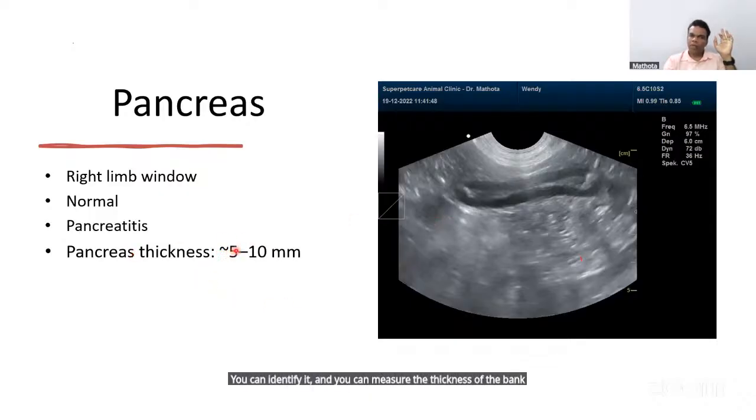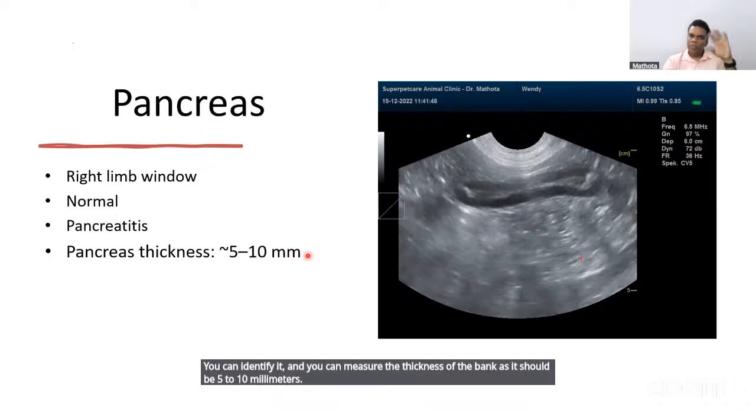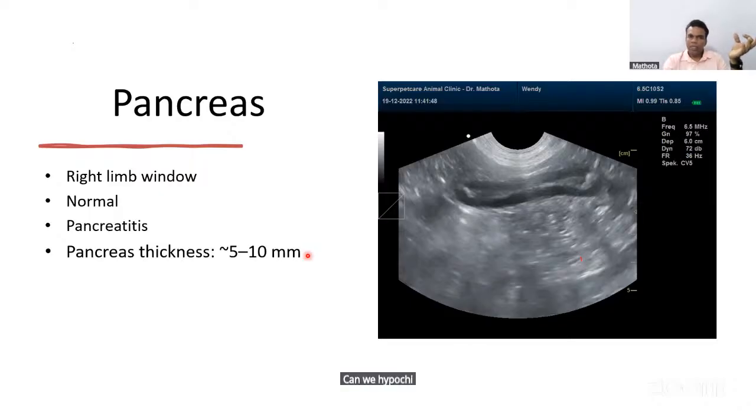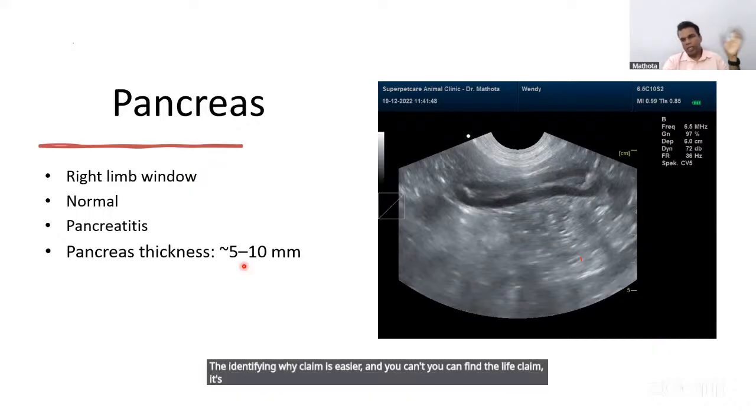It should be 5 to 10 millimeters. If it is above that, and most of the time if there's pain when you try to do the ultrasound scan of the pancreas, there should be a pancreatitis. It can be hypoechoic if there's a pancreatitis. Then you will see an enlarged pancreas. Identifying the right limb is easier. You can find the left limb. It's a different technique, and it's a little bit difficult. But the easiest part is the right.